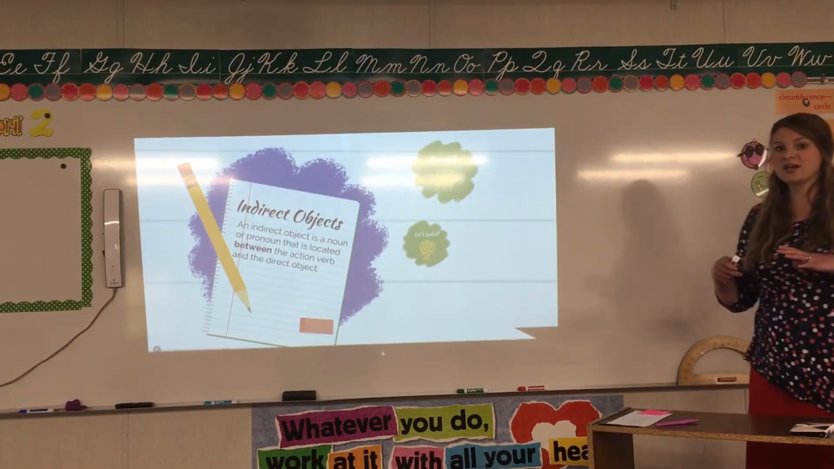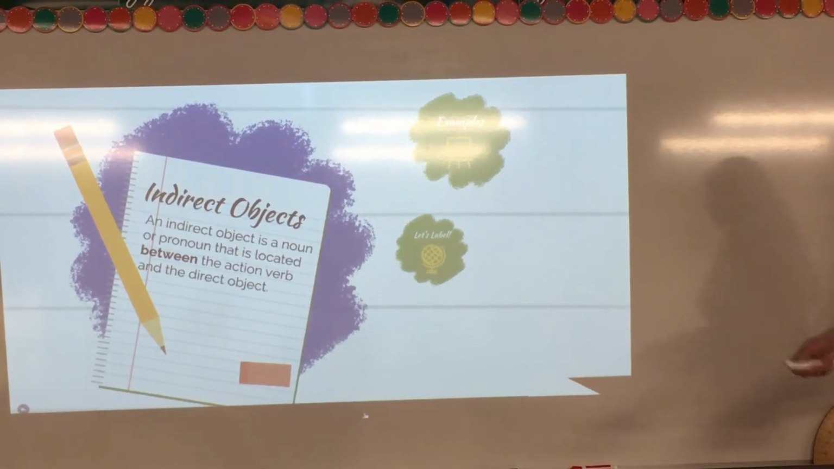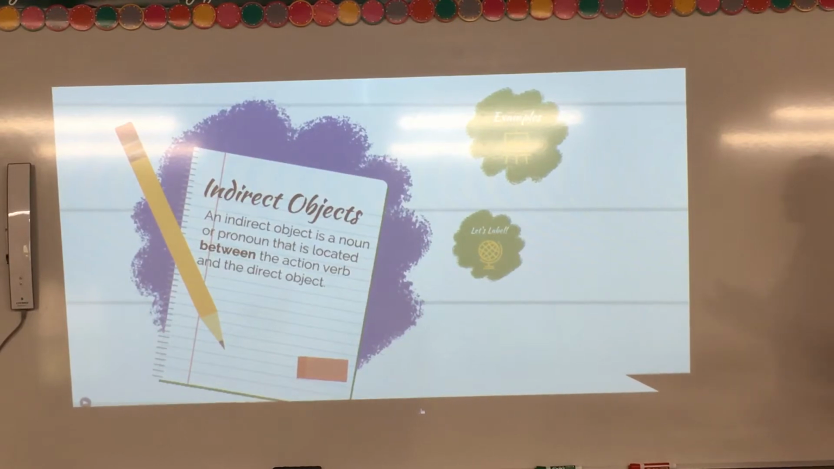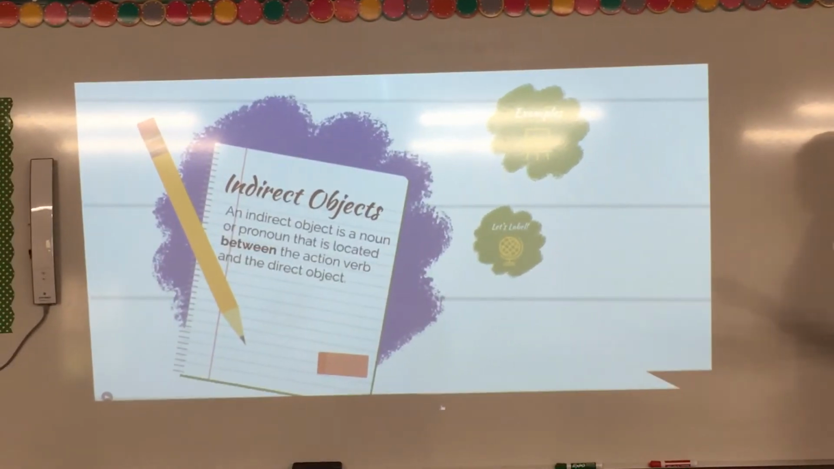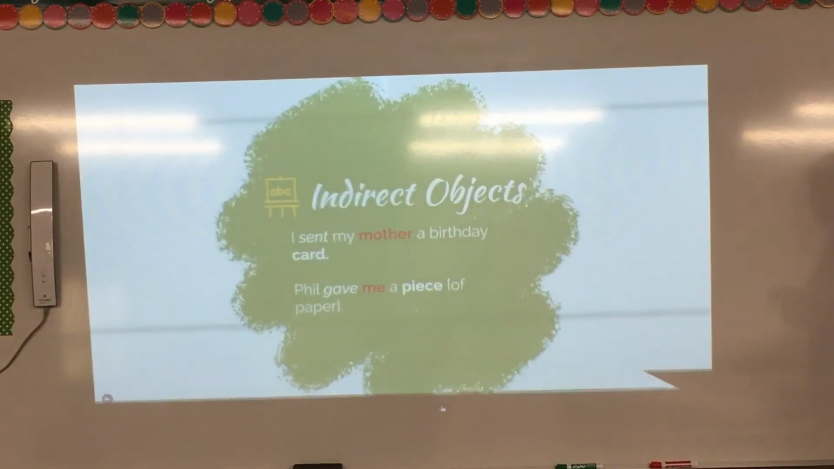Remember, we talked about direct objects always come after a what type of verb? Action verb. So an indirect object is a noun or pronoun that is located between the action verb and the direct object. It's kind of like it's sandwiched in there a little bit. So let's look at some examples of indirect objects.